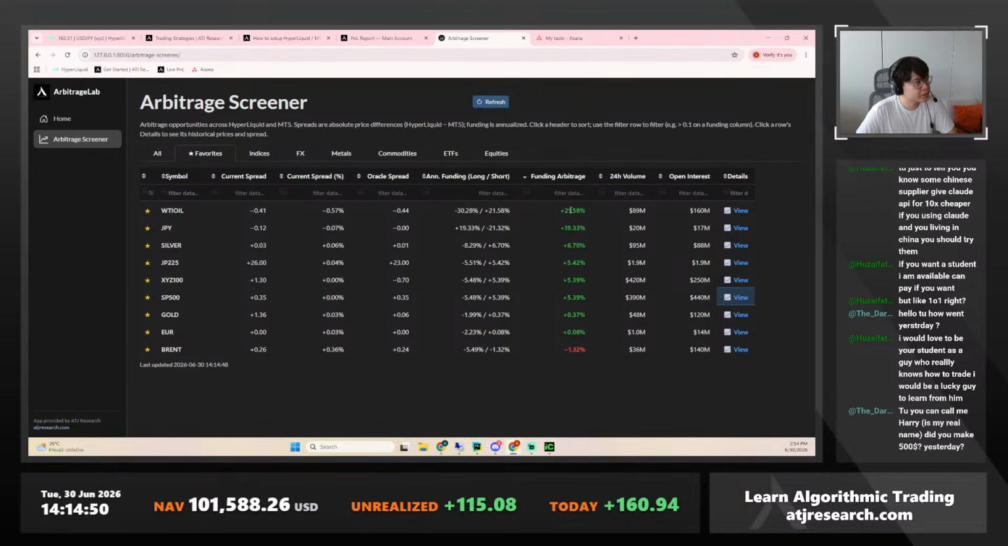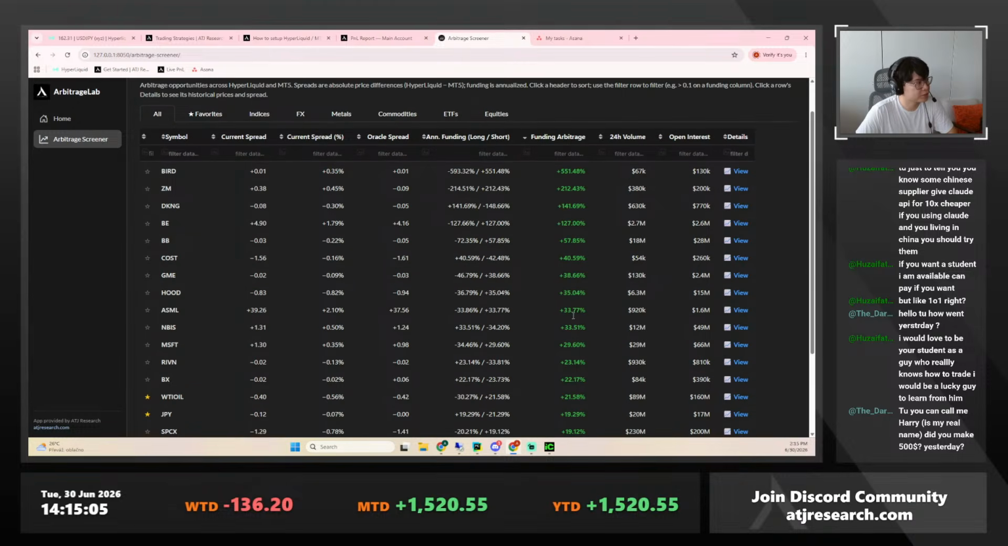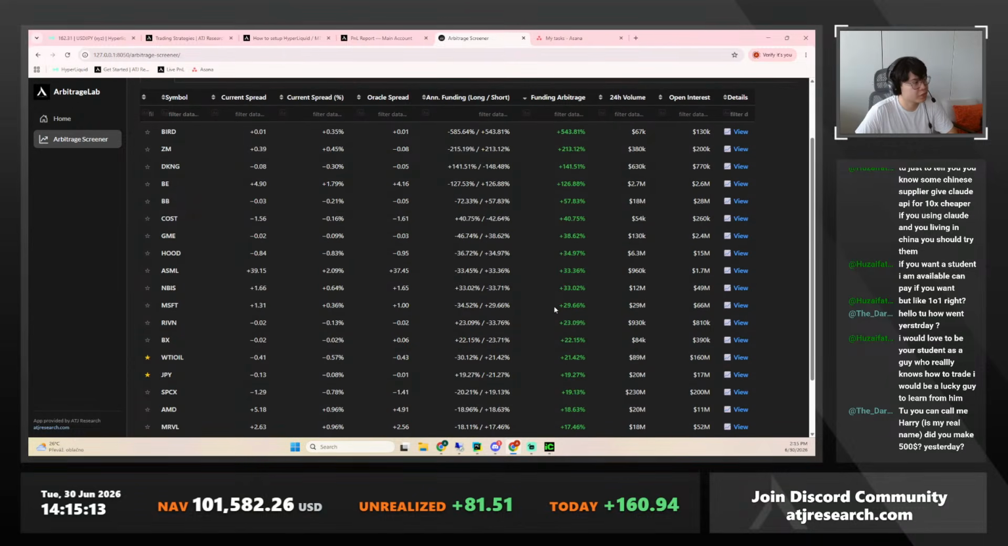So here we're going to check this. Let's look at all the things, right? Maybe we will find an asset with a very, very good funding rate, like 550%. ASML. If you look at the stocks here, they have very, very high funding rates, like 30%, 29%, and so on.